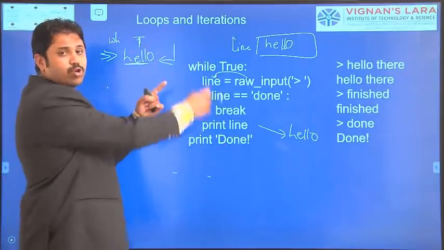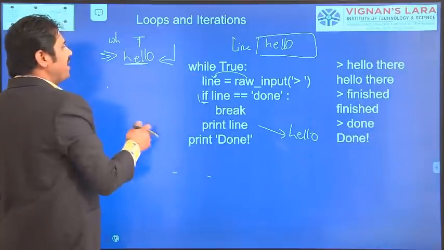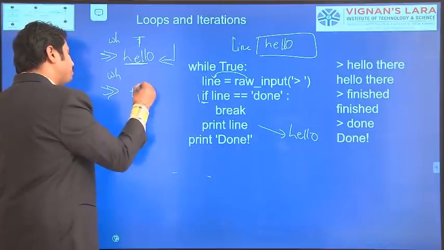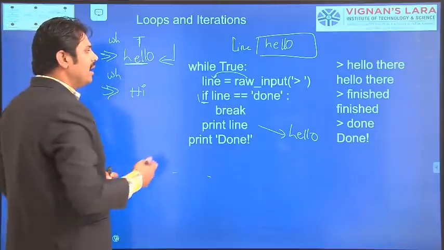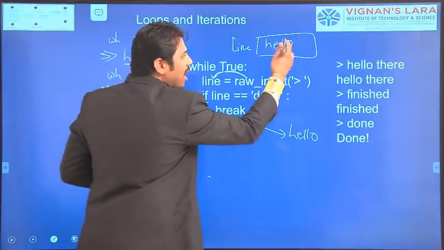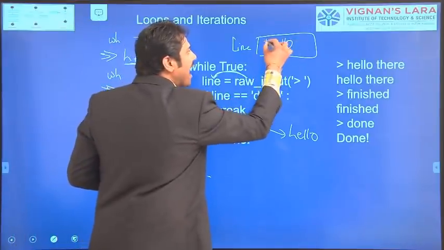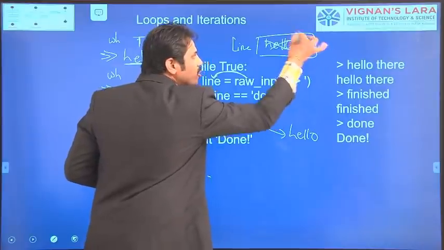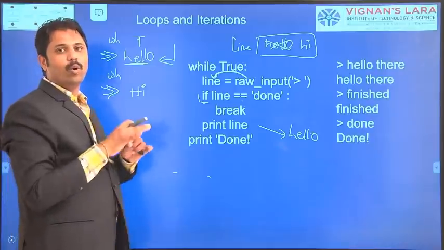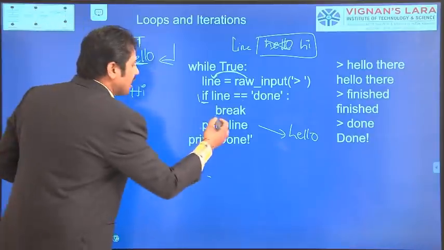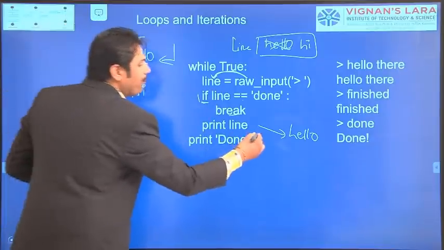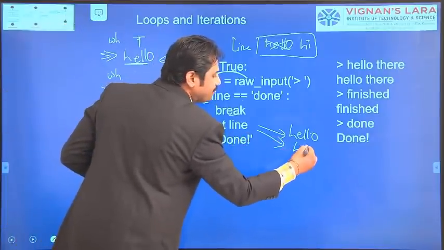Again this while loop is going to repeat. For the second time I give hi. This hi is going to be stored in line, and hello is removed. Hi equals to done? No, it is false again. That's why it doesn't execute the break statement. It again prints hi.